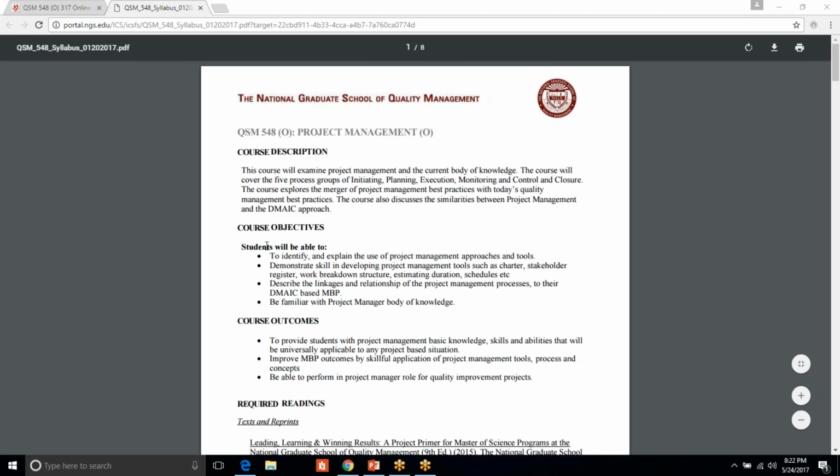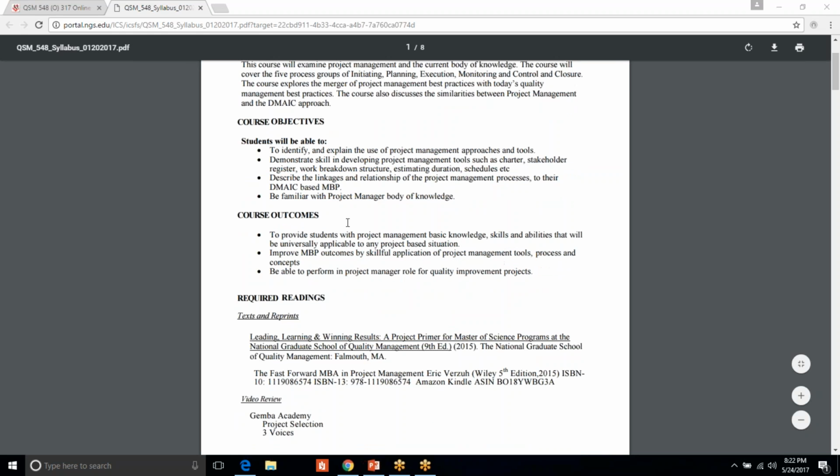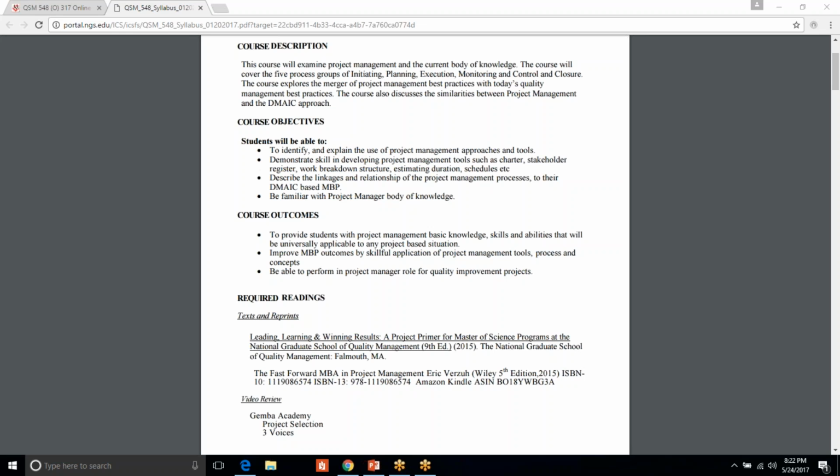So the course objectives here, the outcome of this class, will be to identify and explain the use of project management approaches and tools. Again, looking at charters, stakeholders, work breakdown structure, estimating duration, and scheduling, which are all integral pieces of PM. And again, the linkage and relationship of PM to the DMAIC in your projects, and ultimately to be familiar with the body of knowledge.